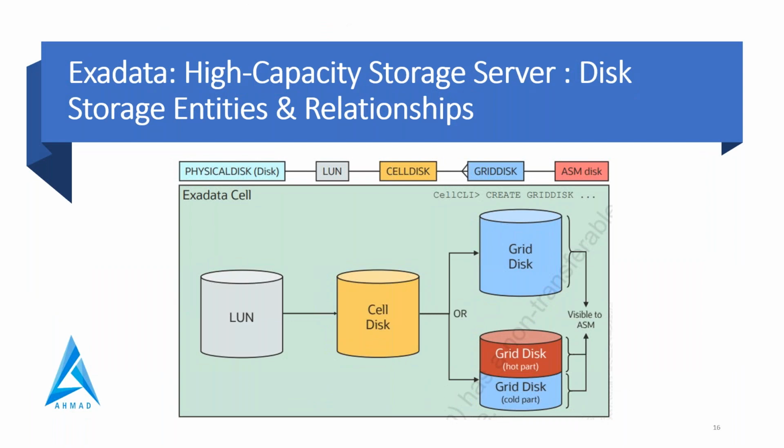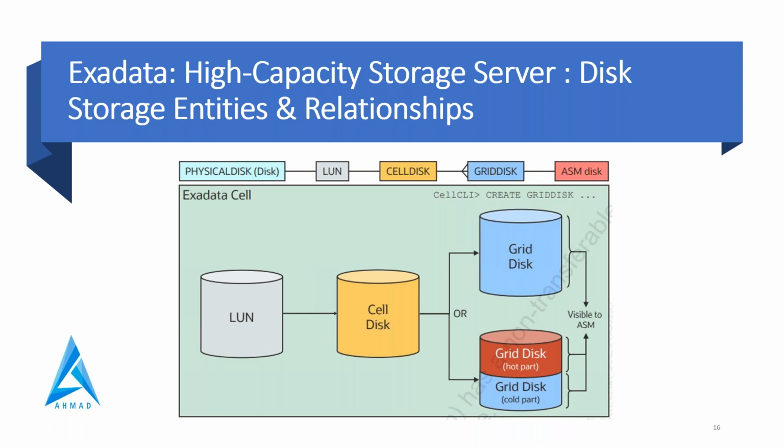Now, this is the high capacity storage server, where you have disk storage entities and relationships. If you see the diagram, we have LUN, we have cell disk, and then we have grid disk. Those grid disks are visible to ASM. At the top of the diagram, you have physical disk, LUN, cell disk, grid disk, and ASM disk, as shown in this slide.